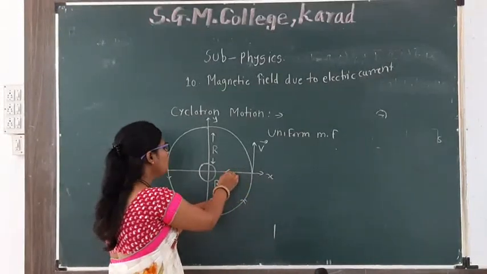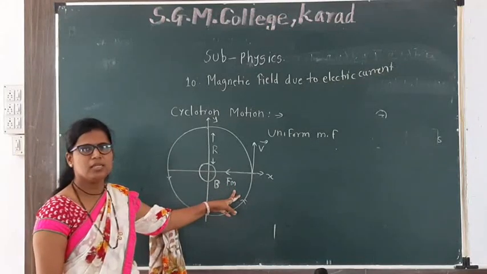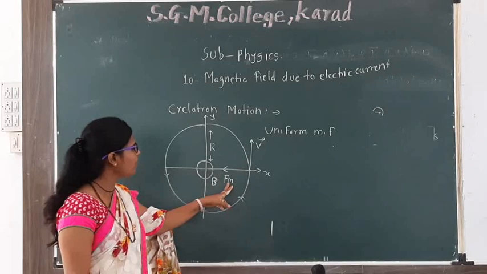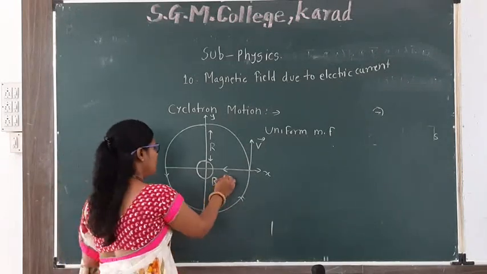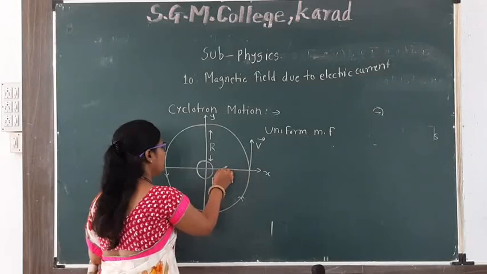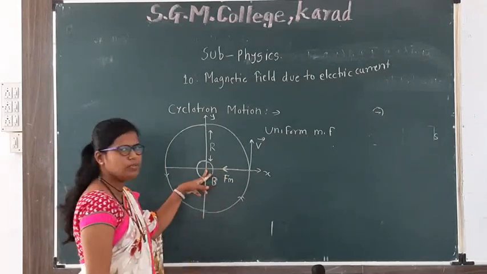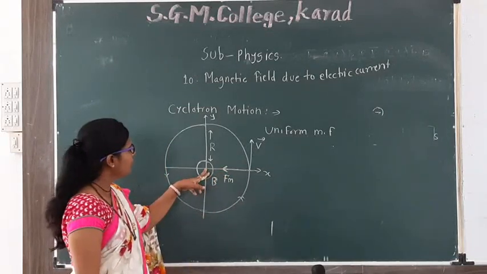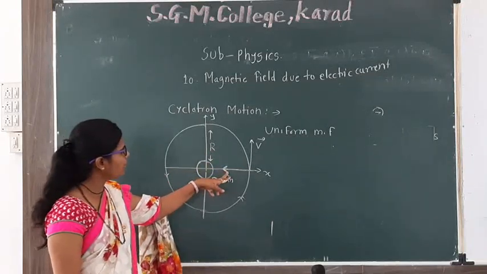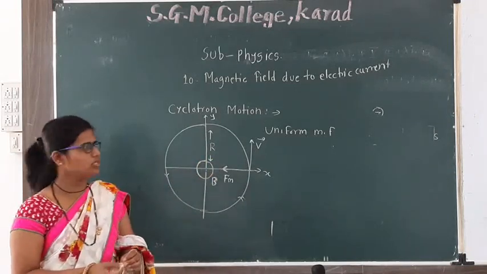Now according to the Lorentz force, there is a magnetic force Fm acting toward the center of the circle. This direction shows the magnetic force acting toward the center of the circle, and R is the radius of the circle.